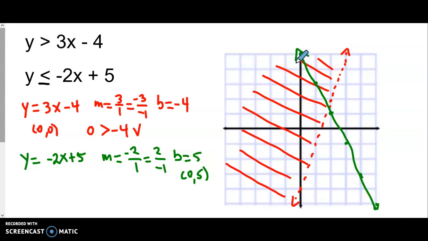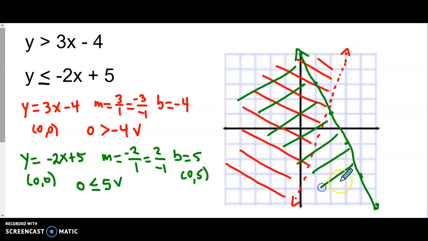Now, for this second one, since we're treating it by itself, ignore the red stuff, just concentrate on the green line. I still need to shade one of the 2 half planes, and even for the green line, I can choose 0, 0 to test. But remember, you're allowed to choose any point. You don't have to choose 0, 0. I like 0, 0 because it's an easy point to work with. If I put 0, 0 in the second one, I'm getting 0 is less than or equal to 5, which is a true statement. So for the green line, I need to shade the area where 0, 0 is coming from, right here.